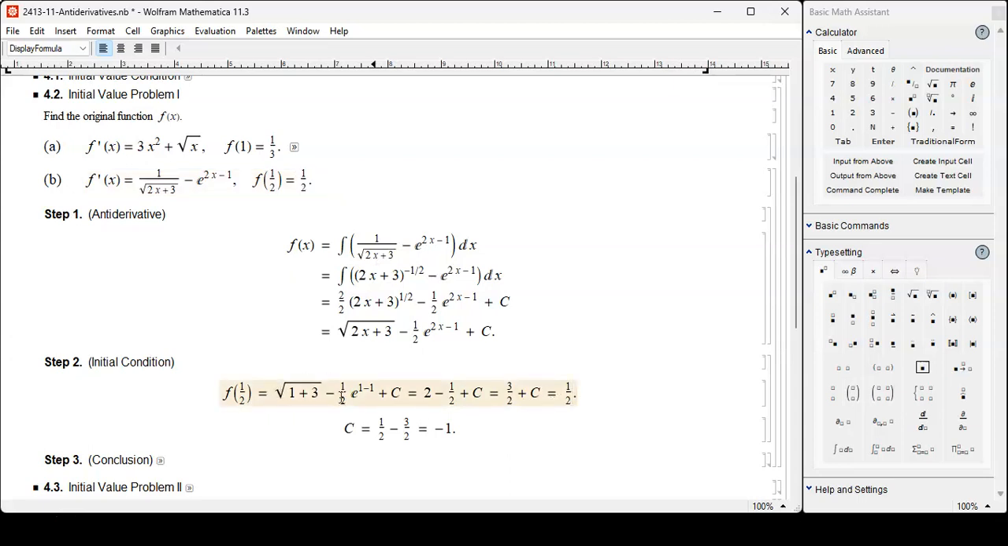So let's simplify this. Square root of 4, 2. So 1/2 e to the 0 power. So 2 minus 1/2 plus c is 1/2. 3/2 plus c is 1/2. C is negative 1. And that's going to go right here.